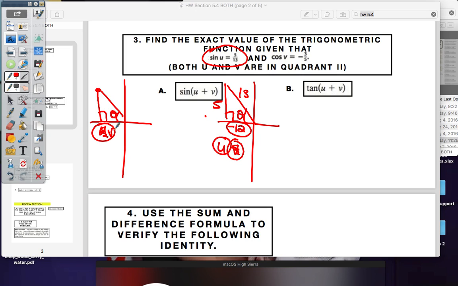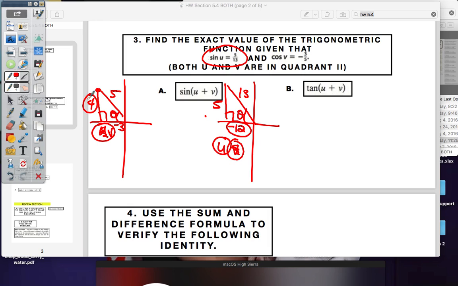And for V, it's negative 3/5, so what's negative 3 represent? The adjacent, exactly, good, Katie. So this would be negative 3, and where would 5 go? The hypotenuse, which makes the opposite 4, good, on that side.